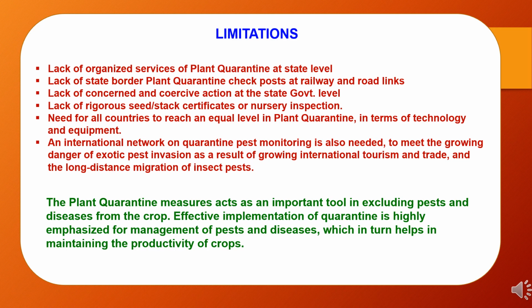Plant quarantine measures act as an important tool in excluding pests and diseases from the crop, and effective implementation of quarantine is highly emphasized for management of pests and diseases, which in turn helps in maintaining the productivity of crops. So, plant quarantine is the need of the time to control the spread of diseases and pests which may cause danger to the crop.